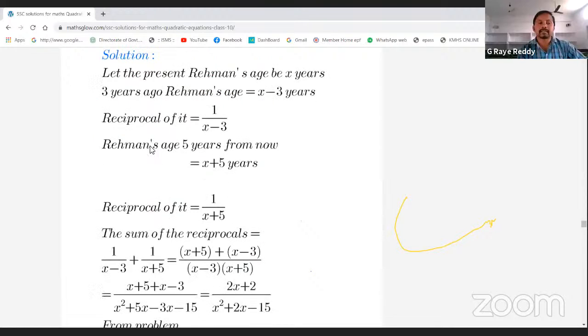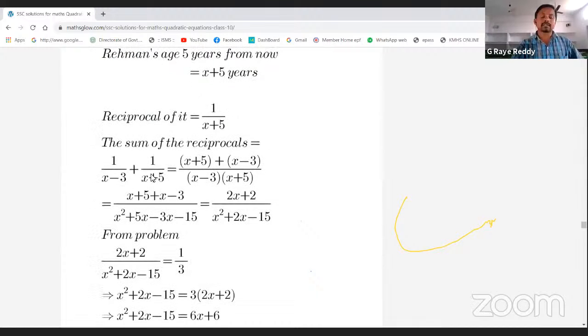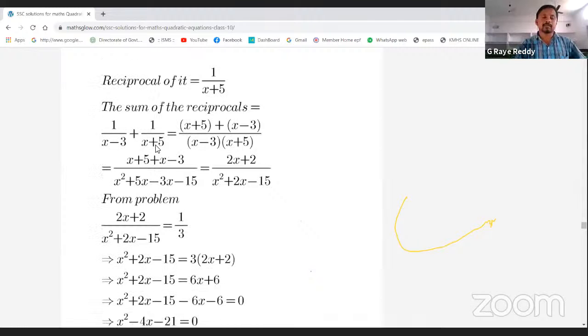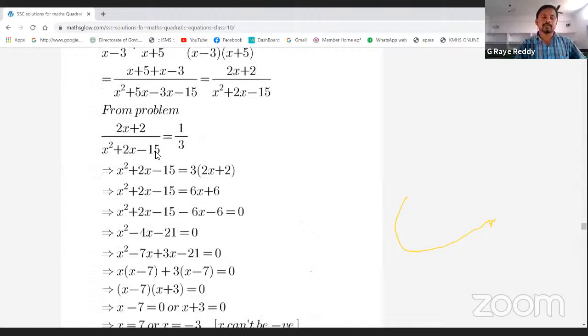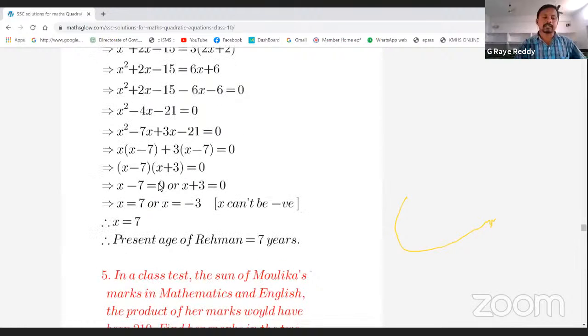So they asked for the reciprocal, no? The reciprocal of x is 1 by x. The reciprocal of x minus 3 is 1 by x minus 3. The reciprocal of x plus 5 is 1 by x plus 5. According to the question, their sum is equal to 1/3. So here we have to add both and equate to 1/3. So we get like this, x square minus 4x minus 21 equal to 0. This is the quadratic equation form. We can select any method, either the factorization method or the formula method.